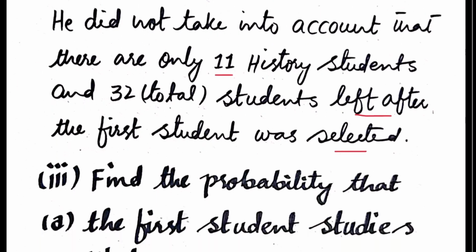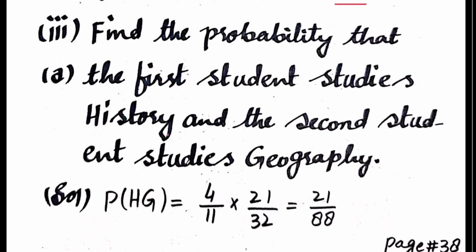Find the probability that the first student studies history, and this is important, and the second student studies geography. In case of "and", we will need to find the probability of the intersection. The first student reads history, meaning H, and the second student reads geography, so H intersection G. So it is denoted by probability of HG.